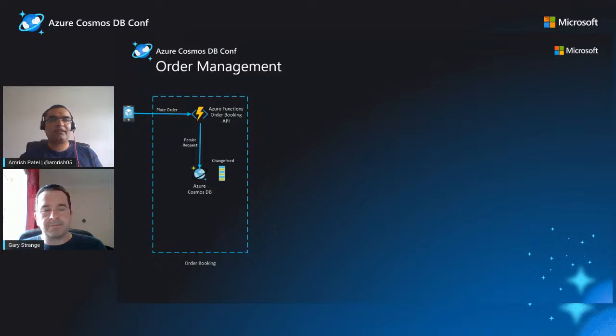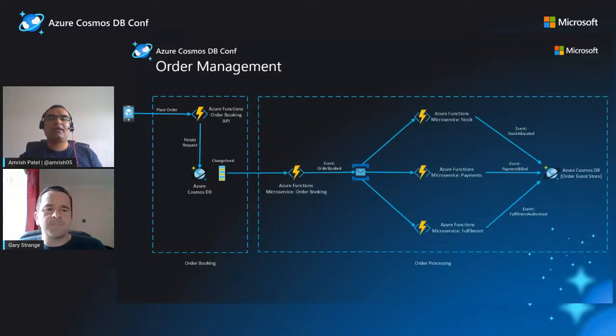Next, once we've got all of that data, we can persist all of those requests into an Azure Cosmos DB. And then once that is there, we've got the change feed capability, which can then hand off to our order processing capability. So let's have a look at order processing.